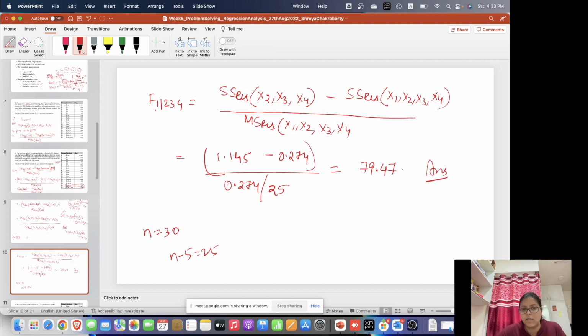We are testing the significance of x1 given that x2, x3, x4 are already included in the model. Is this clear? Any doubt? Ma'am, basically the equation will be like SS regression full model minus SS regression of restricted model, right? Yes. But why is SS residual of the restricted model coming first?